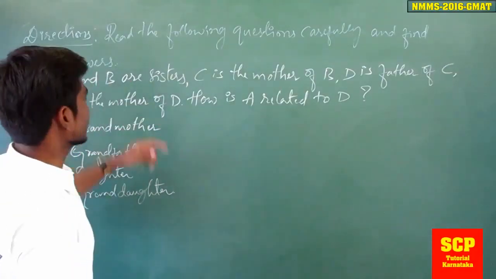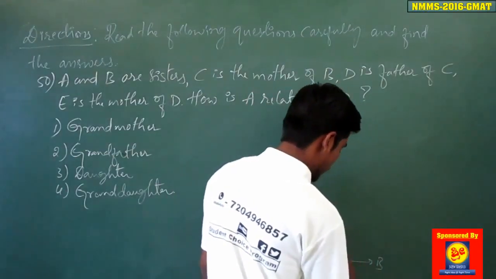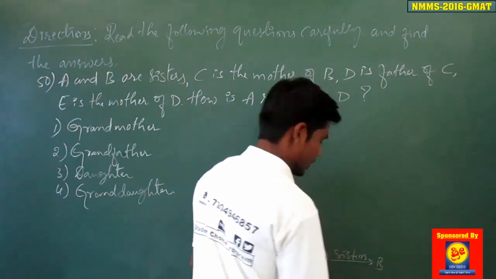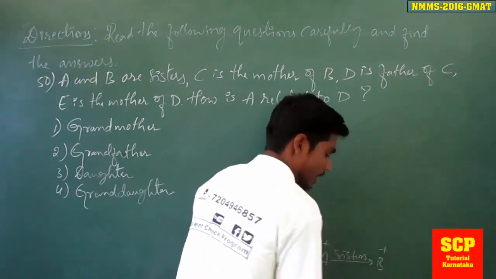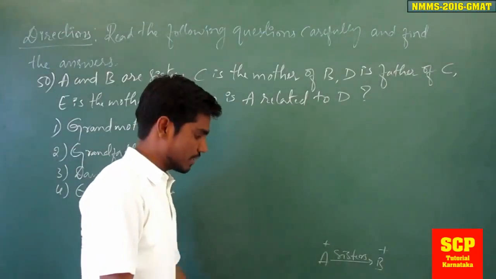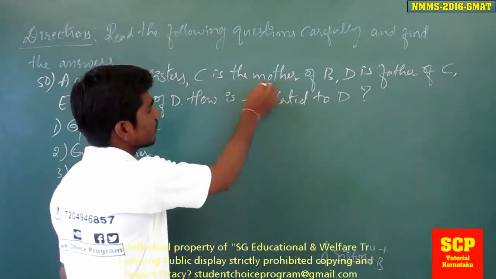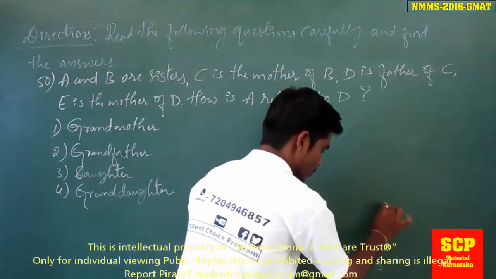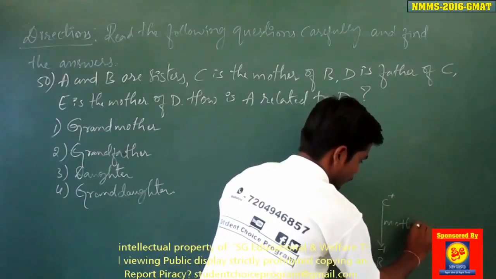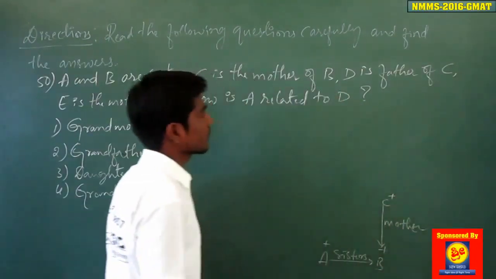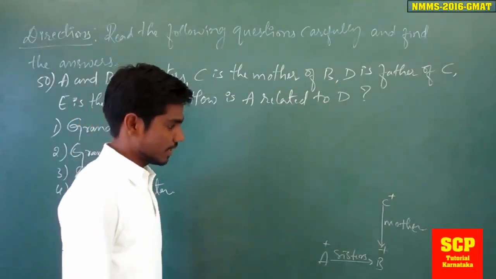First, A and B are sisters. We'll consider A and B are sisters. Usually the females are denoted by a plus sign, or any sign we can consider. For simplification I am considering plus. Okay. Next, C is mother of B. So C is mother of B. Okay.